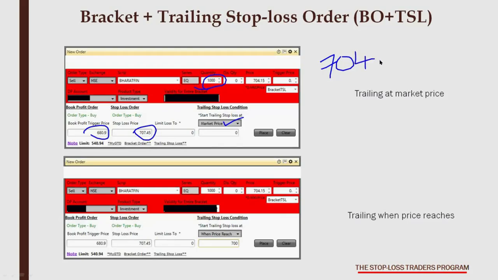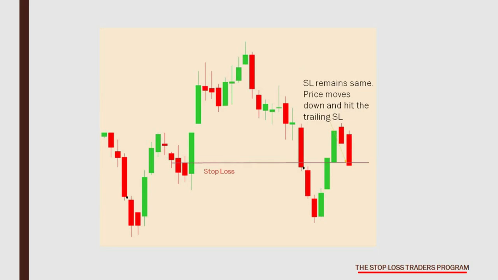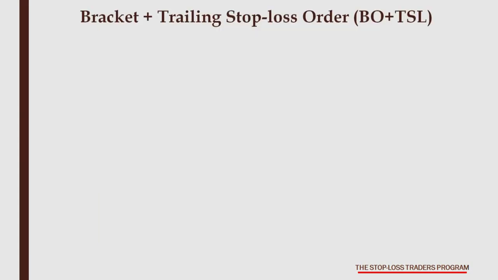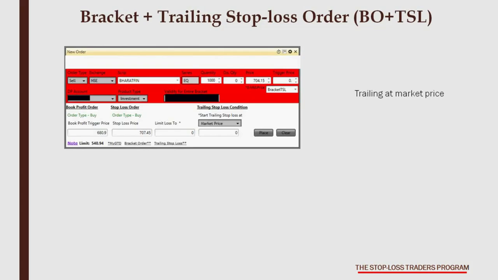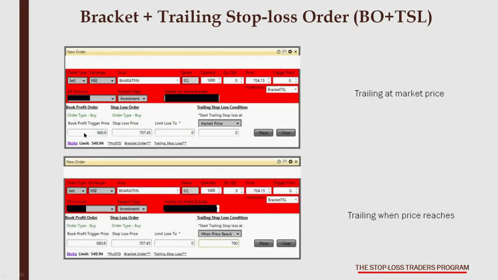So what happens next? The price, the last traded price touches the stop loss line. Stop loss remains the same. Price moves down and hits the trailing stop loss. So you are out of the trade, but still you end up making money, because here you are selling at a higher rate above your cost price. So trade is exited and then you end up in profit. इस तरह से वो चलता है. Everyone clear with this?